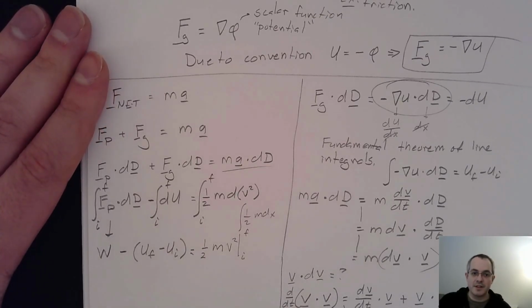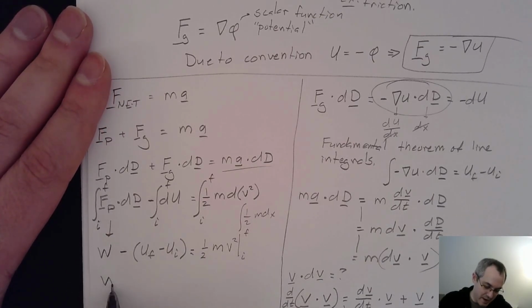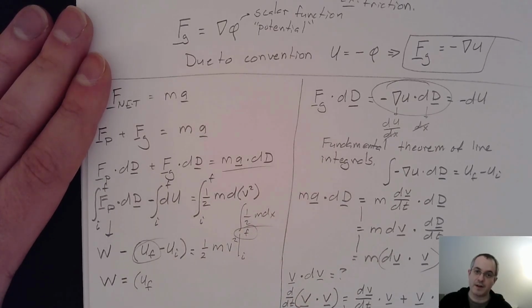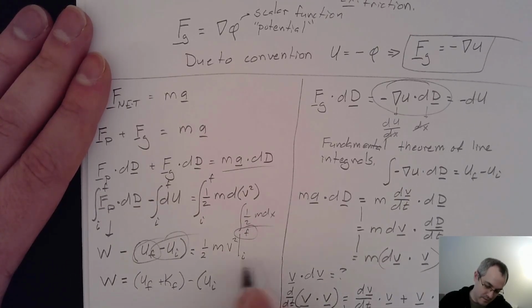So we kind of see where this is going by now. This is going towards W equals final potential energy, final kinetic energy, initial potential energy, initial kinetic energy.